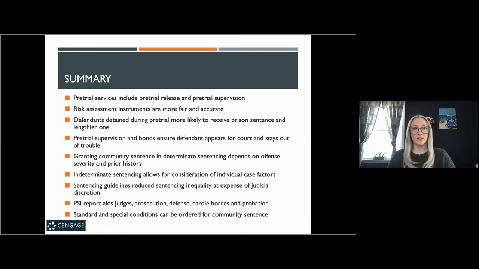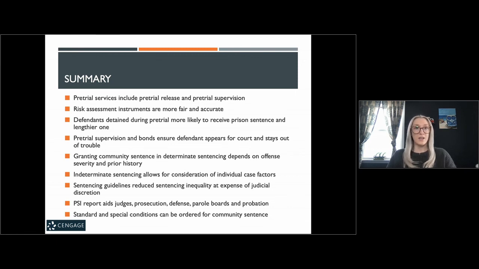Granting a community sentence depends on the offense severity as well as the prior history. Indeterminate sentencing allows for consideration of more individual case factors than does determinate sentencing. Sentencing guidelines do reduce sentencing inequality. However, it's at the expense of losing judicial discretion. The PSI report aids judges, prosecution, the defense, as well as parole boards and probation. So it has many uses, not simply just for the judge at sentencing.